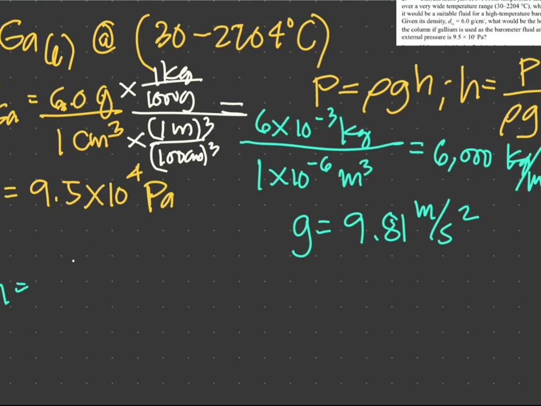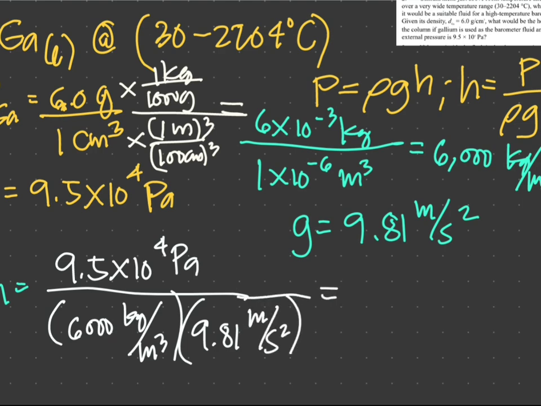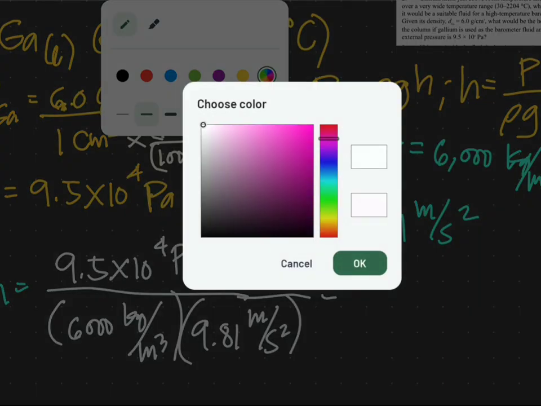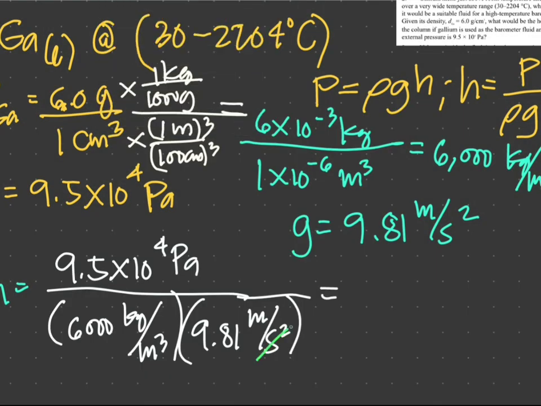So height is pressure, which is 9.5 times 10 to the 4th Pascal, over density, which is 6,000 kilograms per cubic meters, times 9.81 meter per second squared. So we'll be left with, okay, let me change the color. So we'll be left with meters here. So kilogram cancels out. Okay, so our answer should be in meters.